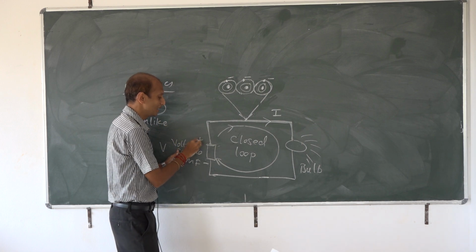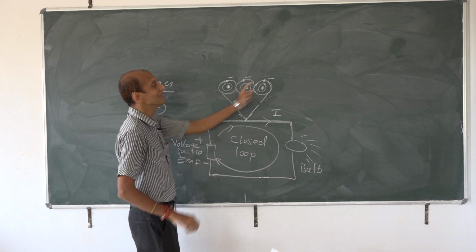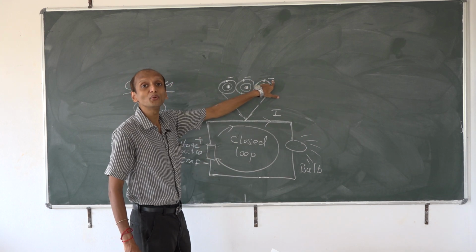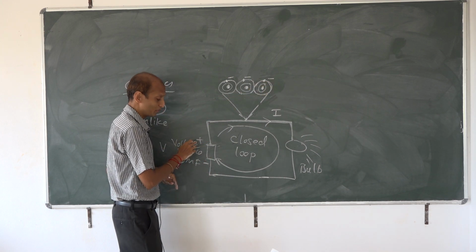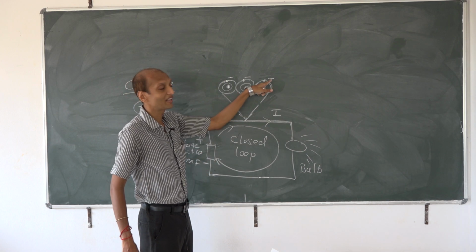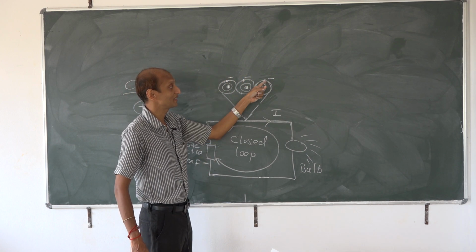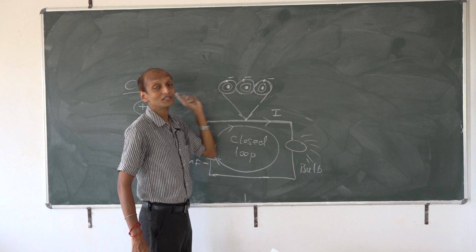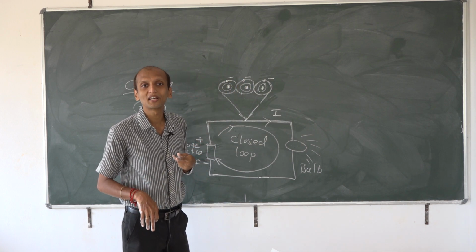Here there is a positive terminal, a positive potential. So here we have what? Negative charges. Negative charges are electrons. So what will electrons experience now?